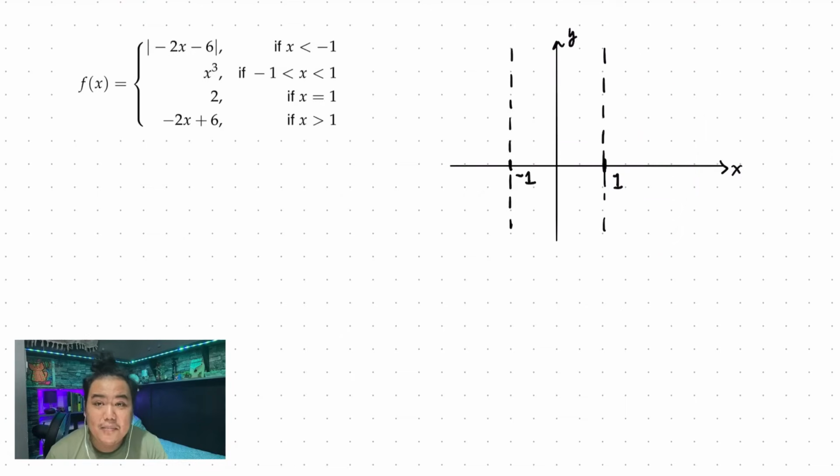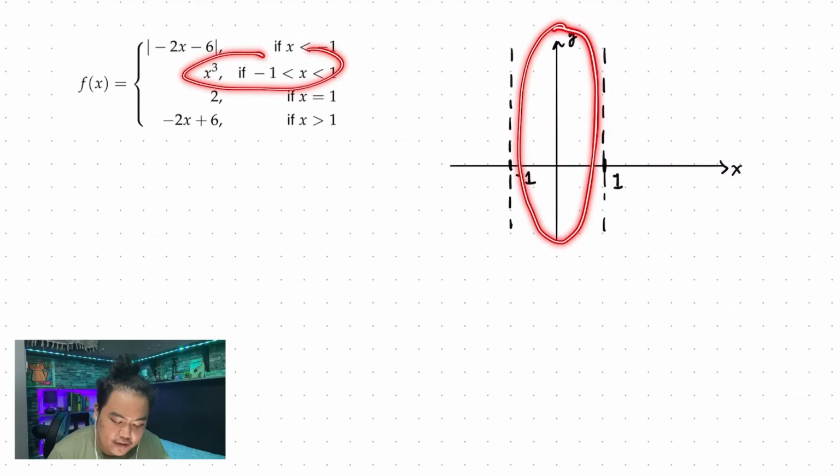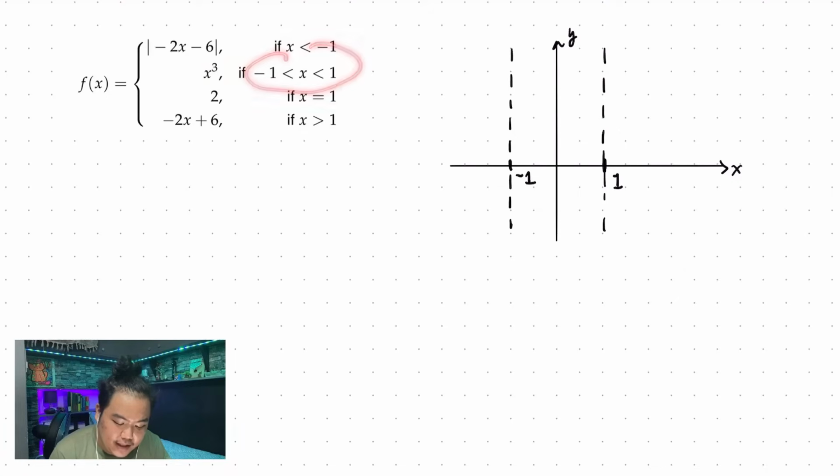O, magsimula tayo doon sa mga madadali. Okay, so parang ang madali, itong tatlong to. Okay, so start tayo sa negative 1 to 1. Ito yung interval na yon. So, from negative 1 to 1, hindi kasali yung negative 1 and 1, you sketch the graph of x cube. Okay? So, when x is 0, y is 0. Tapos, when x is 1, y is 1. Pero, butas siya.